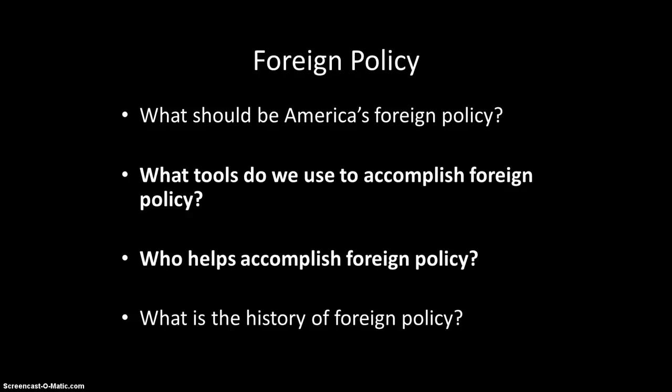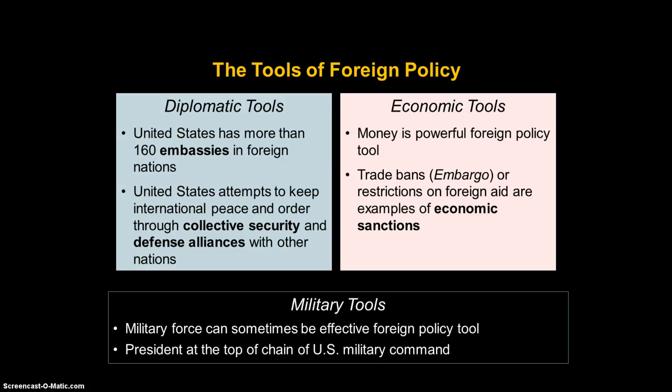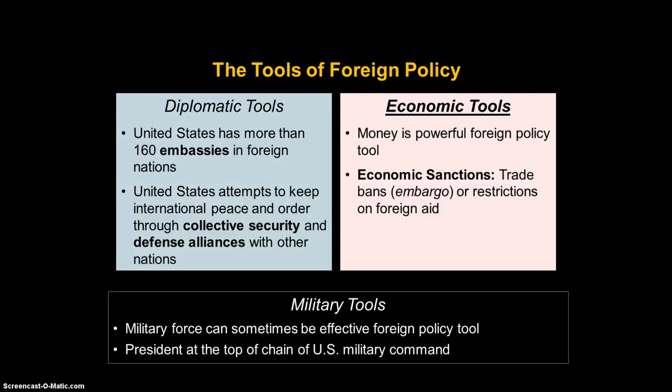Okay, so what tools do we use once we've decided if we want to be a more realist or idealist country? And here are the three that typically get talked about: diplomatic tools, economic tools, and military tools. We'll focus on economic tools first, which involves money and economic sanctions like trade embargoes or restrictions on foreign aid.